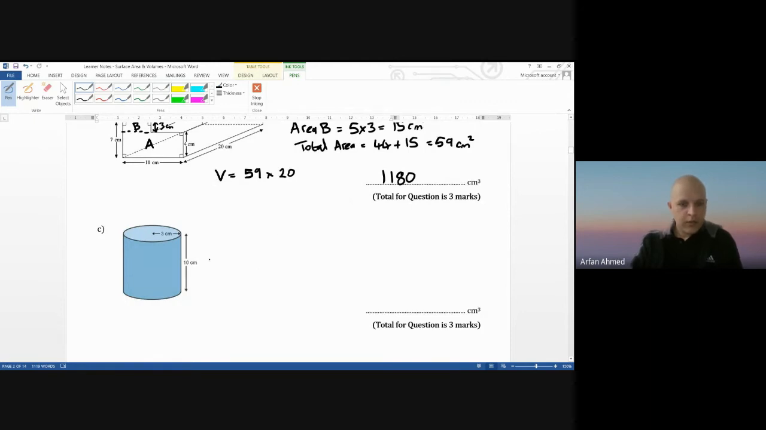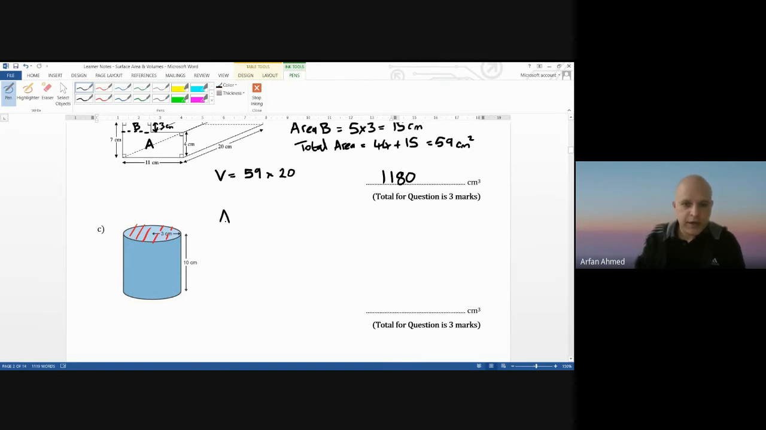Next one, we've got a cylinder. So it works for cylinders as well, definitely. We've got a cross-section. Technically, our cross-section is this bit here on the top. Yeah, that's my cross-section there, which is in the shape of a circle.